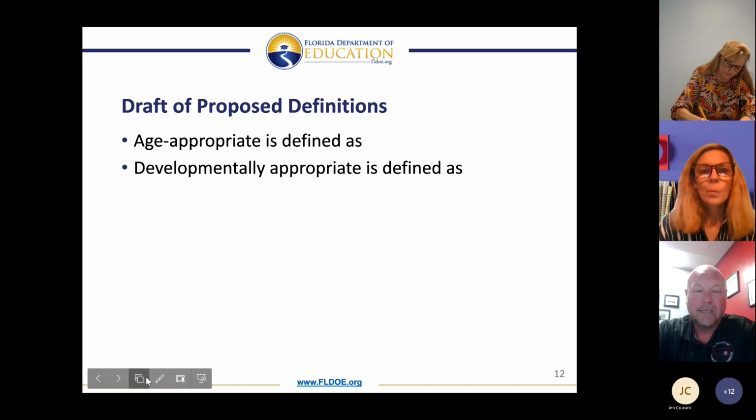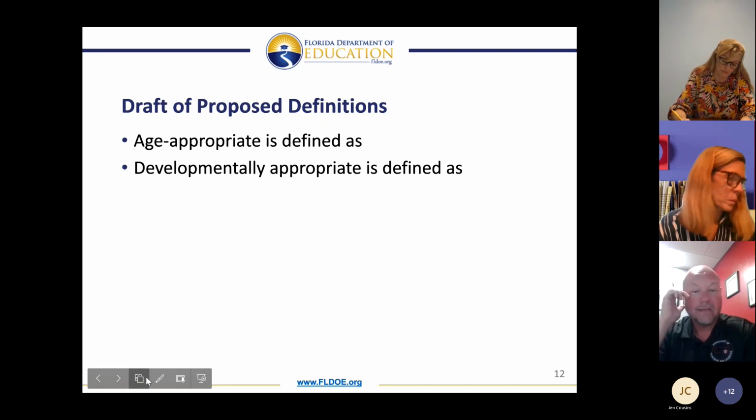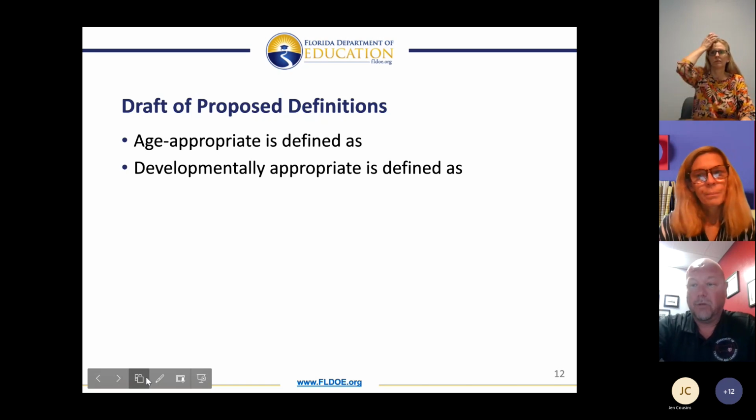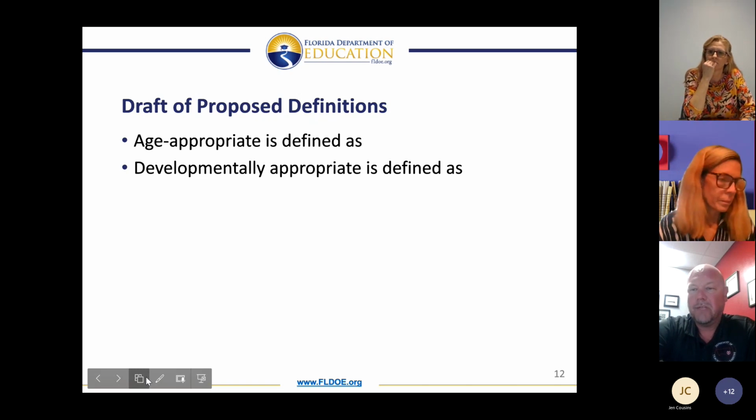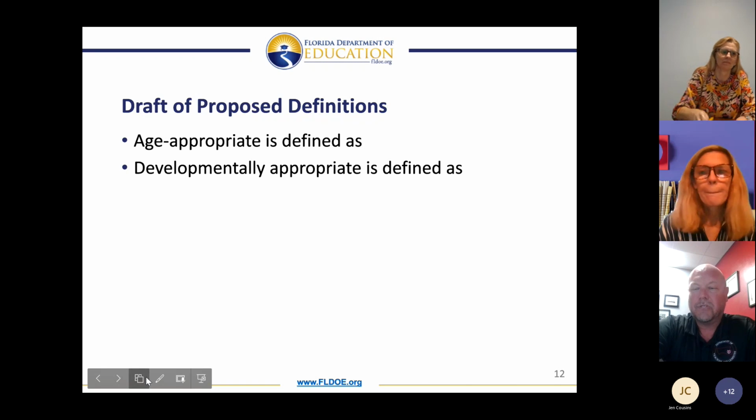From school districts, when we look at material, we're looking at material that is research based, for sure. But with age appropriate, I know that's something that parents and community members can often define maybe better than the school system. So I'm just curious to see what some of the other members thought about that.